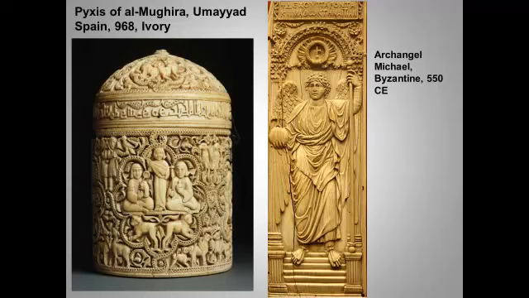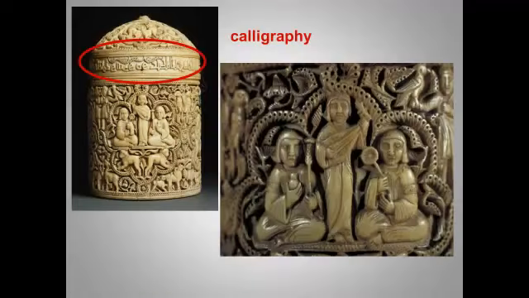And understand, at this point, both of these cultures are flourishing. On the right, you see the largest surviving Byzantine ivory panel from the 6th century. Note the calligraphy just below the lid. It reads, "Blessing from God, goodwill, happiness, and prosperity to Al-Mughira, son of the commander of the faithful. May God's mercy be upon you."